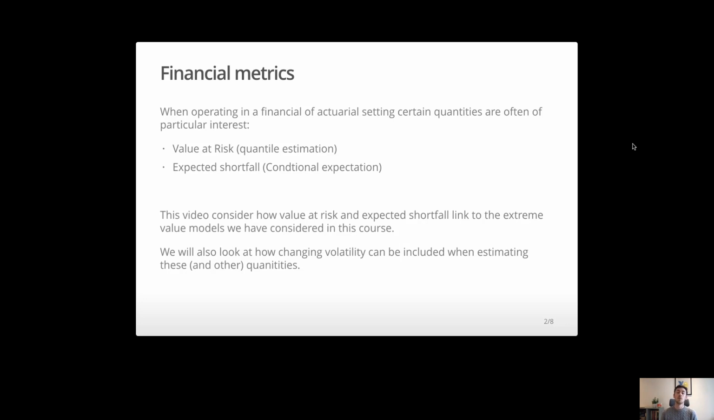So in this video, what we're going to do is consider each of our previous models that we've considered so far in the course and see how to calculate these two quantities in those settings. We're also going to look at how we can incorporate a little bit extra into this by allowing for the volatility and level of our process to change over time.